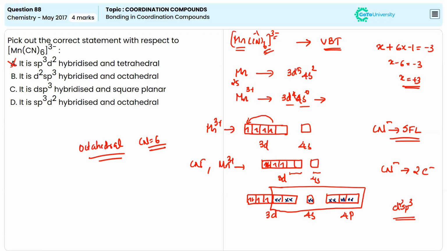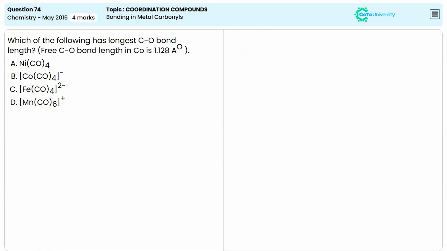So we can omit the first one, the third one and the last one. So the second one is the correct answer. It is also given as octahedral. So option B is the correct answer. Now let us see the next question.